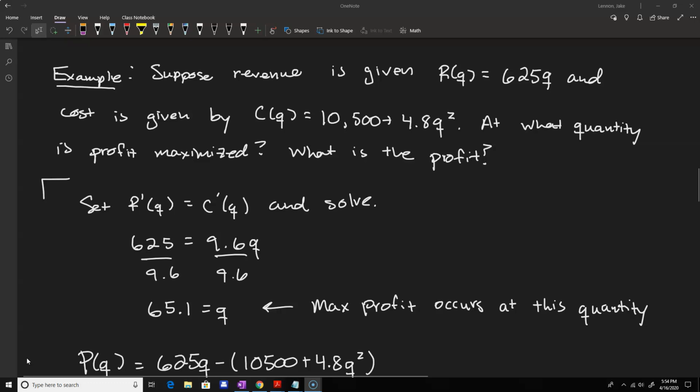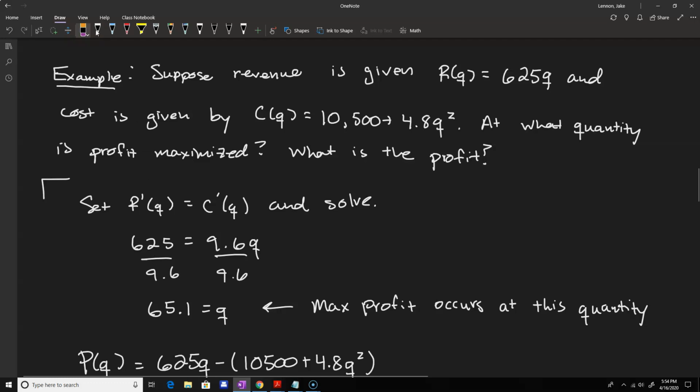And so the derivative of R of Q is just 625, giving us the left-hand side down here, and the derivative of C of Q, the 10,500 goes away, and we just get 9.6 Q. So to solve that, we just divide by 9.6, and we get the maximum profit at Q of 65.1.